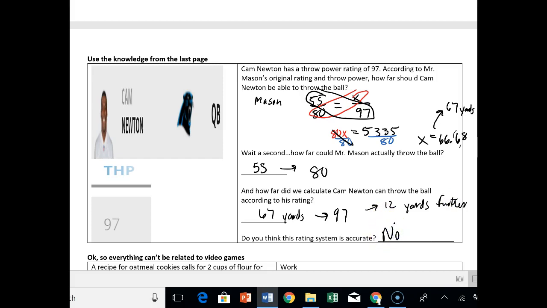And probably because it's not actually proportional. And so what we were using was proportions to figure out these ratings. It's probably not actually proportional. There's probably some other math that goes into it. So therefore, the math that we've done is probably not accurate because, guys, Cam Newton can throw the ball way further than Mr. Mason. Right? That's the end of part 2.